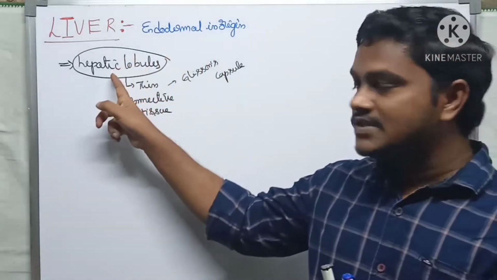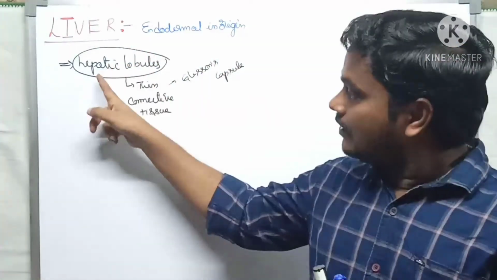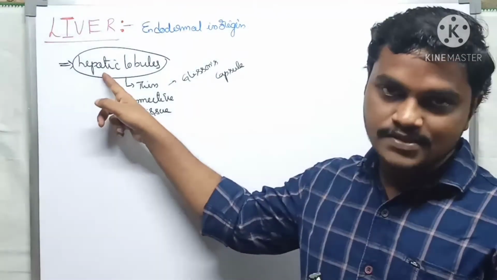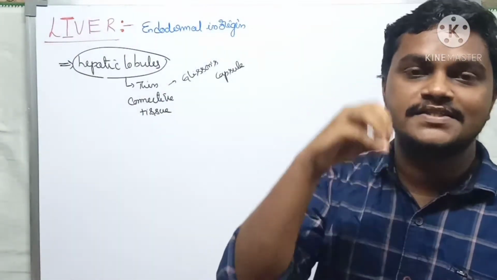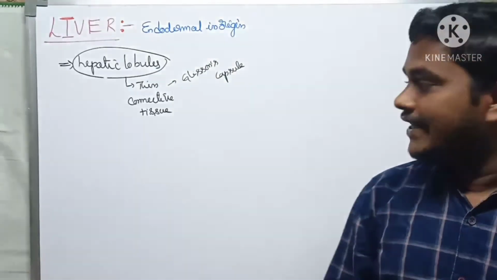Hepatic lobules consist of a number of hepatic cords. Those hepatic cords consist of a number of hepatocytes. Those hepatocytes secrete bile for our digestive system.